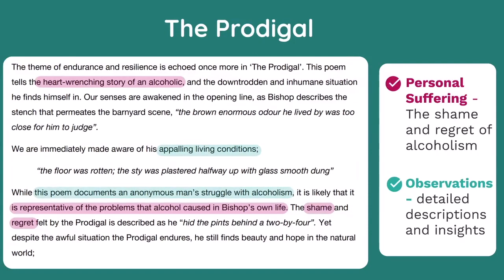So detailed description of and the insights to the living conditions of this being, this prodigal. It's appalling. I mean, the description of the floor was rotten, the sty was plastered halfway up with glass smooth dung. It's a really disgusting image, and she really paints a picture of this awful place and these terrible living conditions. So again, they're detailed, they're insightful, and they're the observations of this particular place, but it certainly helps to reflect her own personal feelings of disgust and shame and things like that.